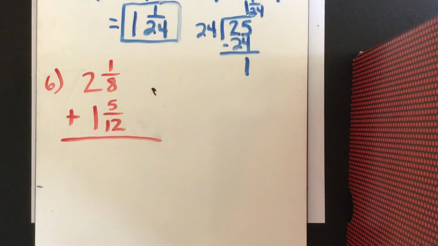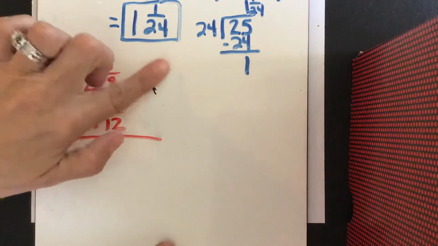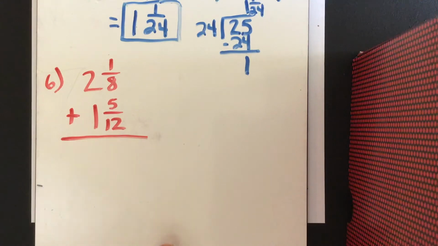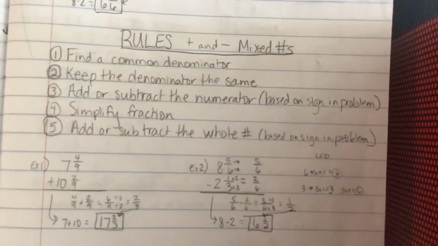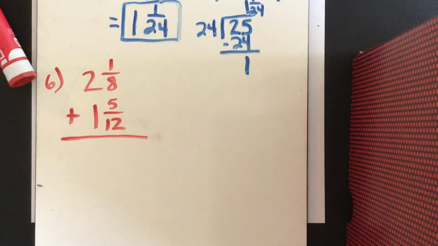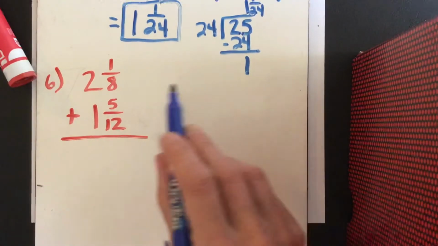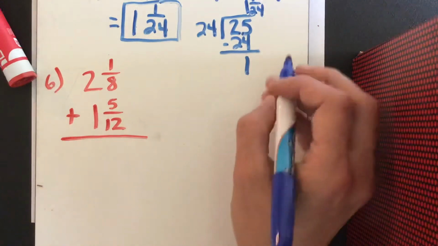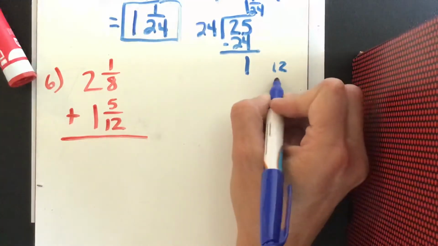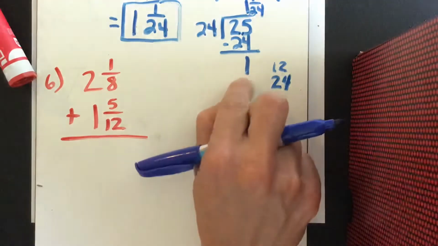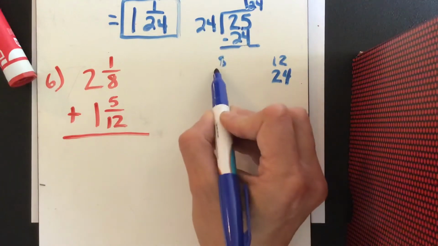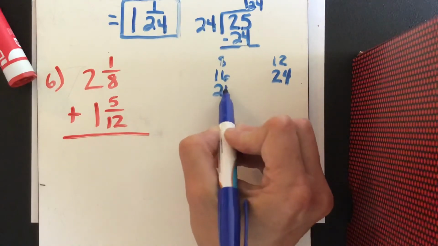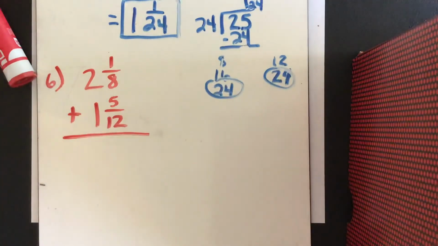Okay, let's go ahead and look at number 6. Number 6, we're dealing with mixed numbers. Basically the same type thing. We're going to follow the steps for mixed numbers. Okay, I've got my notes out handy. I'm seeing every single step. So my first step says find a common denominator between 8 and 12. Okay, I know that 12 times 1 is 12, 12 times 2 is 24. On the 8, I know 8 times 1 is 8, 8 times 2 is 16, 8 times 3 is 24. So there's my common denominator, 24.